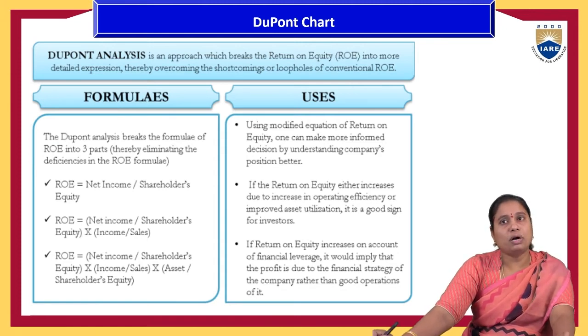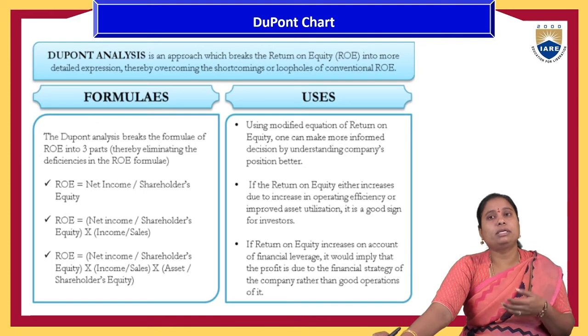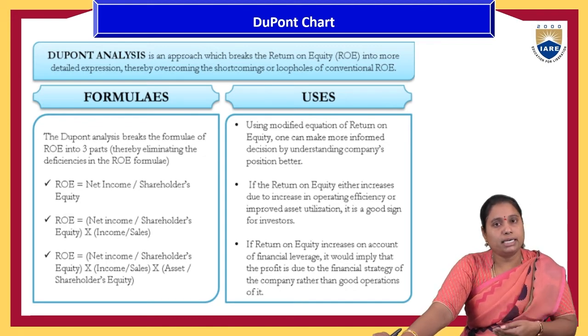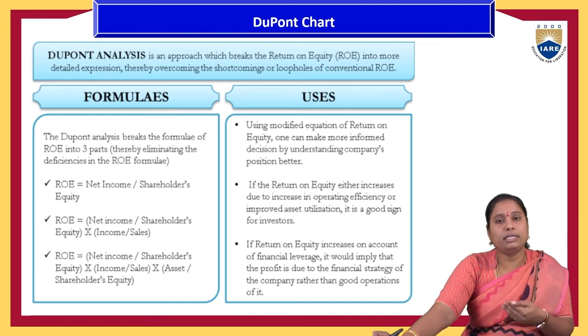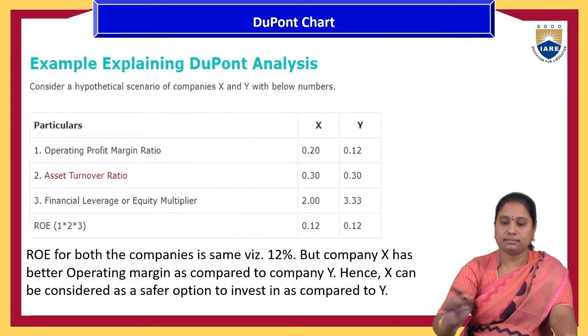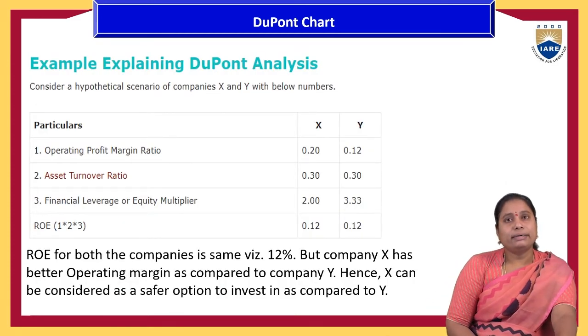Its usage is to modify the return on equity position, which can inform the decision makers to understand the company's financial position, and it gives the analysis of how well they are utilizing their assets, efficiencies, or the resources of the organization. It also gives the financial leverage position, ability and stability of the organization in terms of financial strength, which can easily be identified with the help of the DuPont chart. So here an example has been provided with this DuPont analysis.